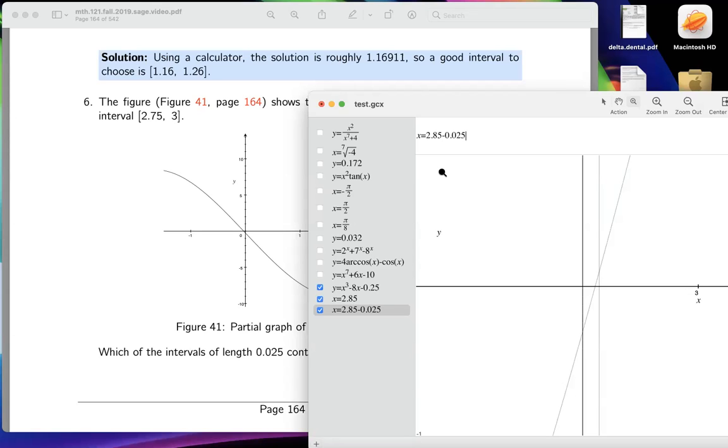All right. And again, you could play around with this. What's nice about using technology is you're not exhausted using paper and pencil. Learn to use a tool.